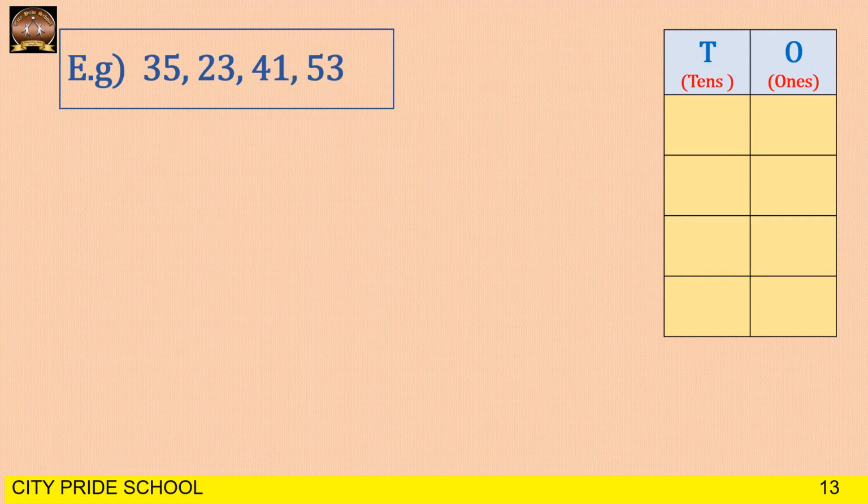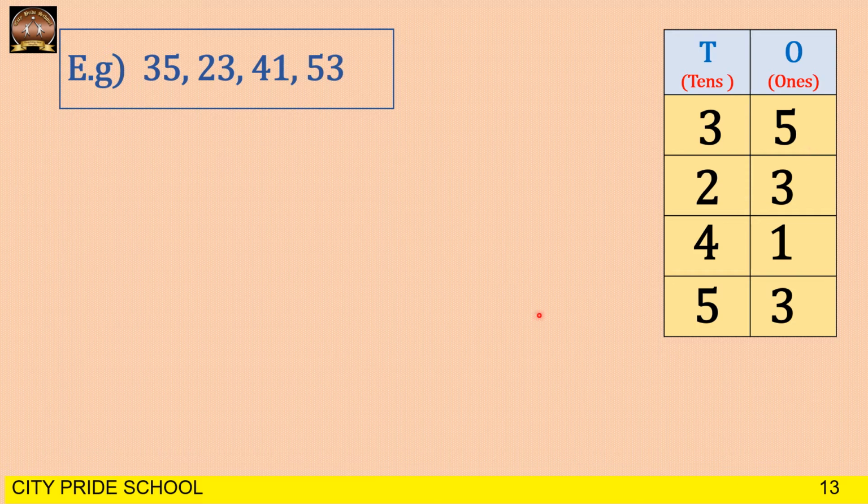Now, if a teacher gives you these numbers 35, 23, 41 and 53, how will you arrange them? Let's see. First we'll put them in the tens and ones houses. So 35 we have put there, then 23, 41 and 53. Okay. So we have put them in the tens and ones houses, right?